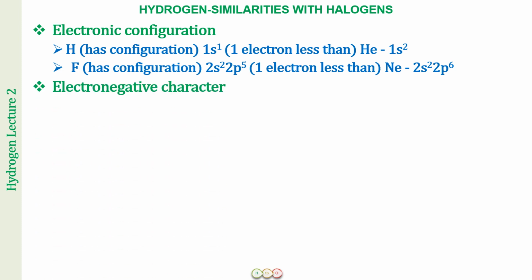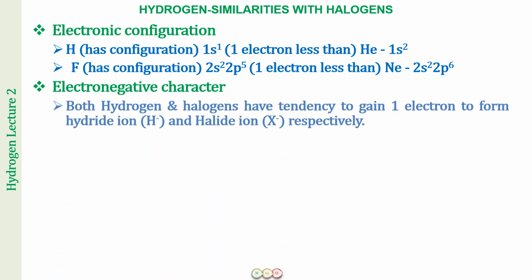So first of all, let us see the electronegative character. The electronegative character is similar for both hydrogen and the halogens. They both have a tendency to gain one electron. And why do they have a tendency to gain one electron? Because by this, they will achieve the nearest noble gas configuration. So by gaining one electron, hydrogen will form H negative, and halogens will form X negative respectively. And thus they both exhibit an electronegative character.